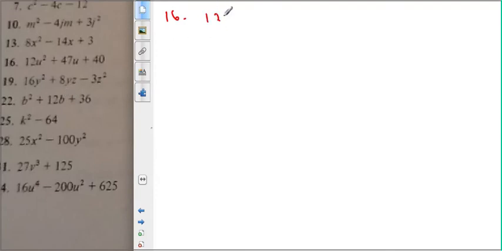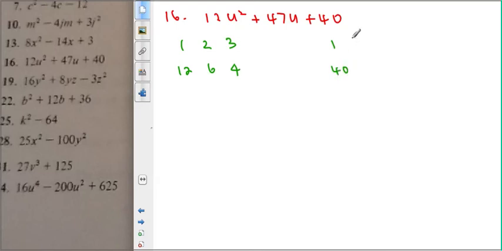So here we have 12u squared plus 47u plus 40. Now, you can see that there are many factors here. So you have 1 and 12, and 2 and 6, and 3 and 4. And 40 becomes 1 and 40, and then 2 and 20, and 4 and 10, 5 and 8. So we have to get somehow 47. How can we get 47 here?